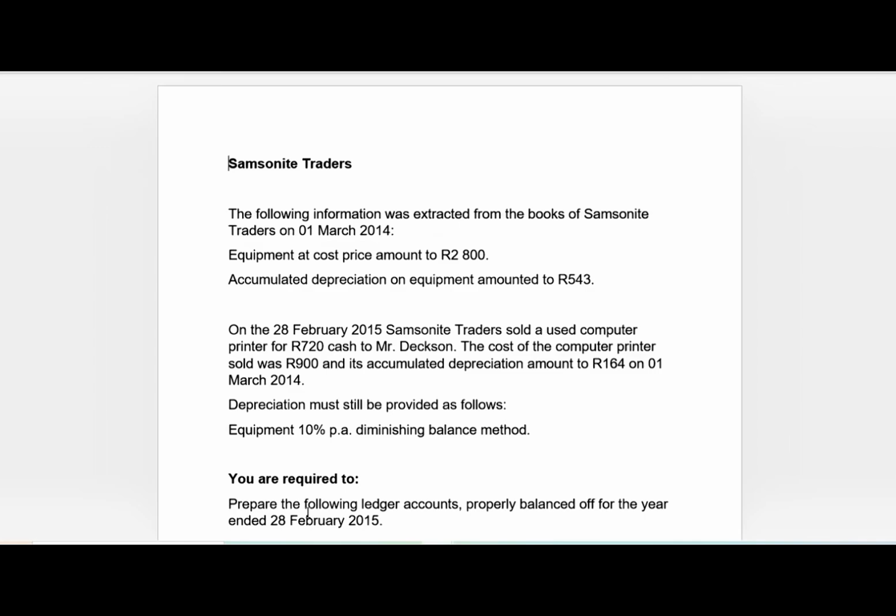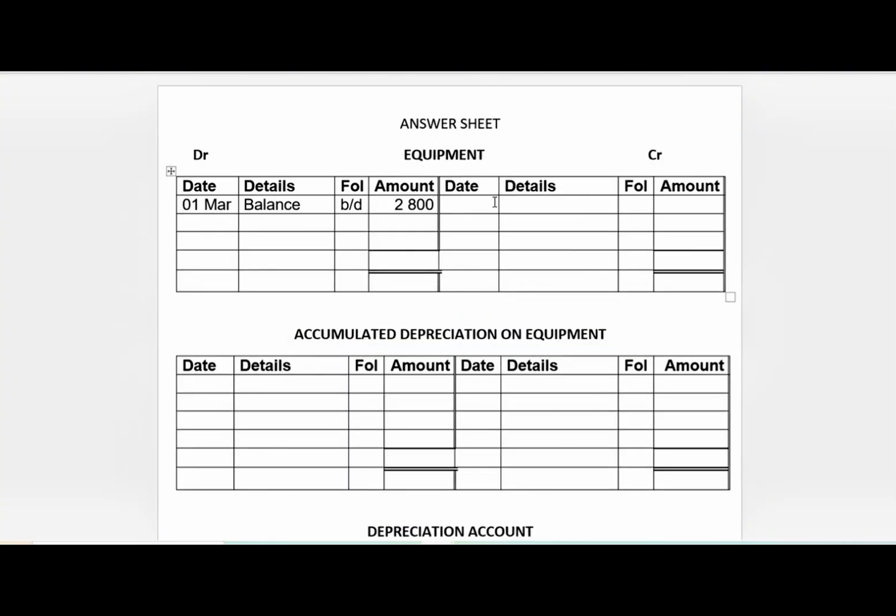But how much was the cost price of the sold computer printer? It was 900. This is our asset disposal. Remember, it must go to the credit side of the equipment account. That was sold on the 28th of February. We're going to come to this side and say asset disposal.